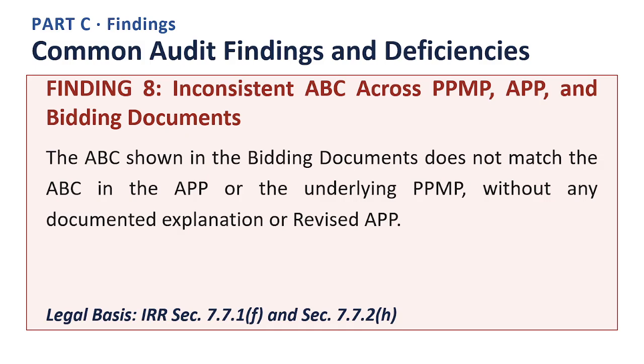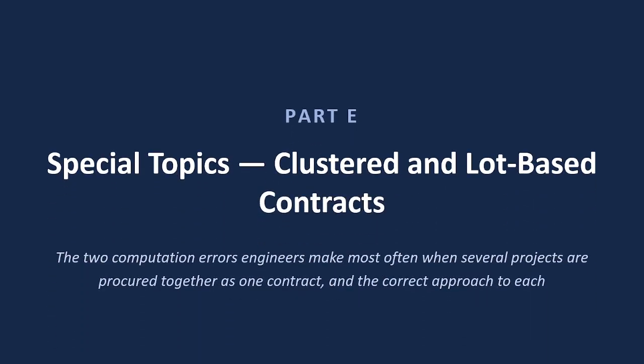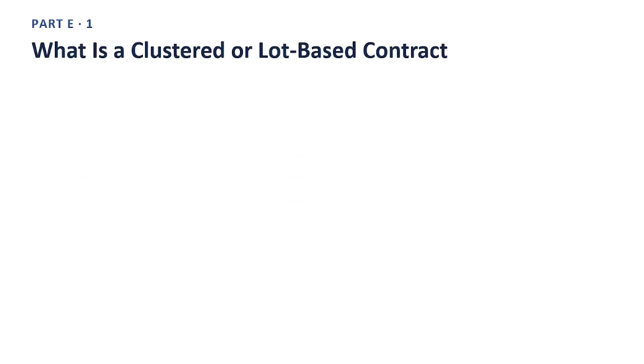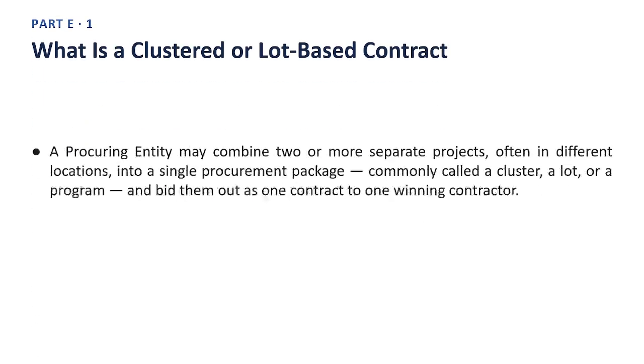Auditors look for this pattern because it usually signals that a required planning or documentation step was skipped rather than genuinely completed. The practical safeguard is to always ask for the specific supporting document before accepting the figure at face value. Next slide. Before we close, we will cover a few special topics on clustered and lot-based contracts, which is where many engineers make avoidable computation errors involving the ABC. Part E. Special topics, clustered and lot-based contracts. The two computation errors engineers make most often when several projects are procured together as one contract, and the correct approach to each. Let's begin.